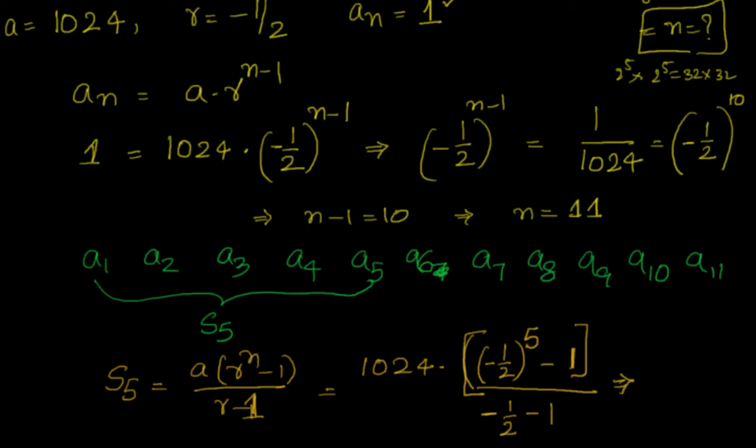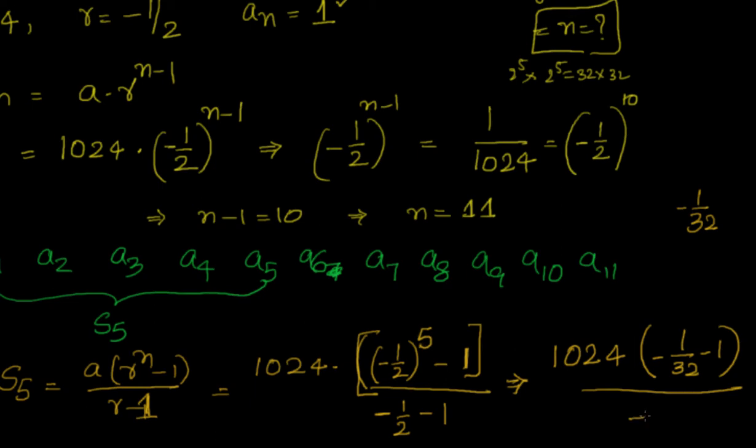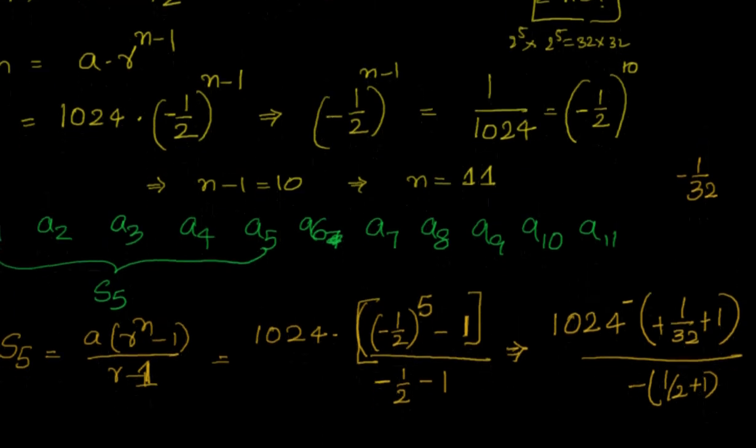If I simplify this, this is equal to 1024 into minus 1 by 2 whole to the power of 5, which is minus 1 by 32. So can I say minus 1 by 32 minus 1, divided by minus of 1 by 2 plus 1. I can take minus here also out. I will have plus here. This is also plus. Now what does this become?